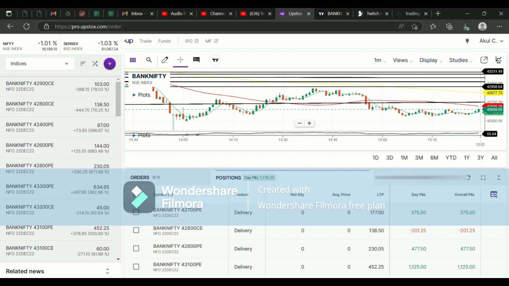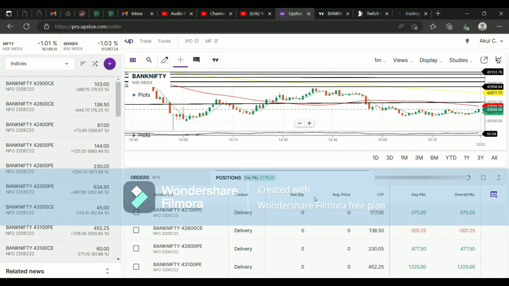I am using currently Upstox. Upstox is a trading platform which is very good. I have used it for more than 2 years now, so I am quite comfortable with it. As you can see, the first profit is of rupees 375. Second is a stop loss hit of rupees 201.25, and the third one is a trade of again a put, which brings me profit of 477. And the highest profitable trade was this one of 1125.